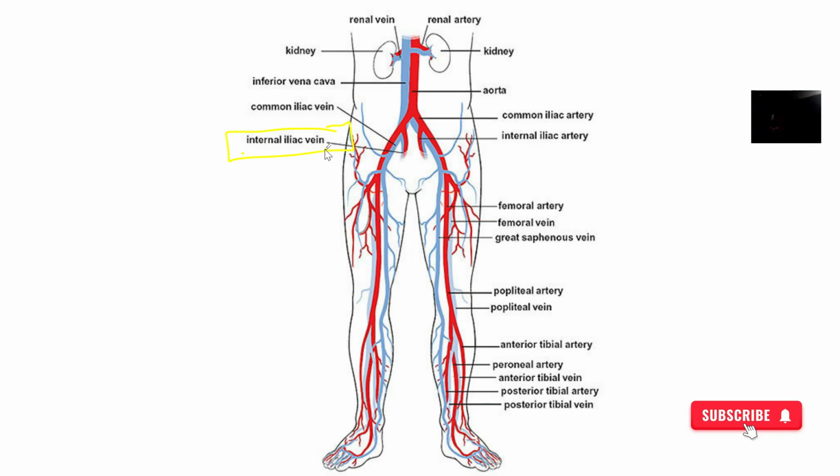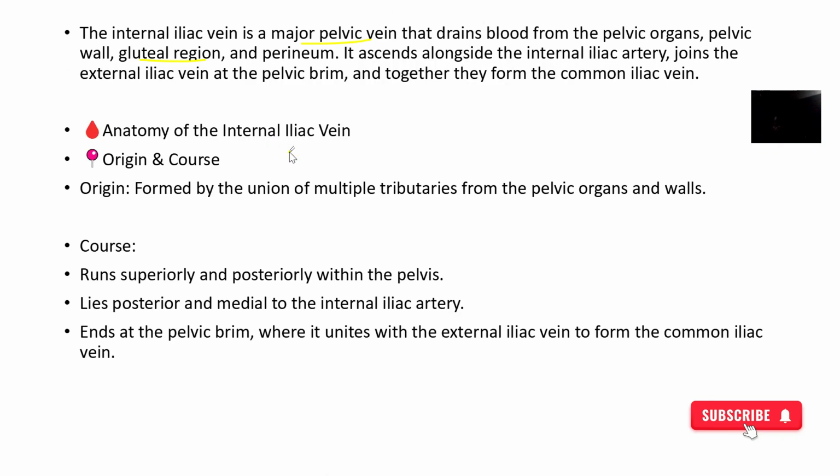Okay, so this is the internal iliac vein. Okay, the internal one should be the internal. Okay, the one outside, of course, that's the external iliac. So when it joins the external iliac, it becomes a common iliac, right? So it's formed by a union of multiple tributaries from the pelvic organs and walls.